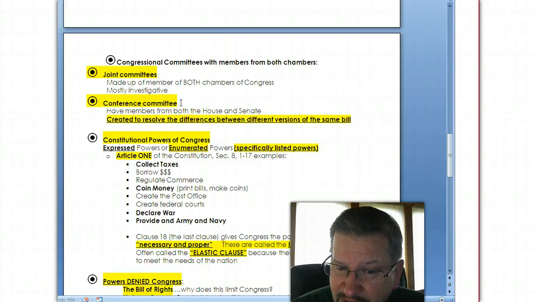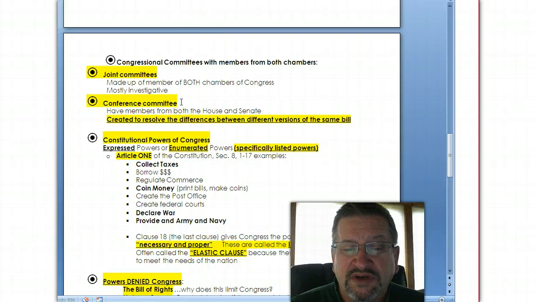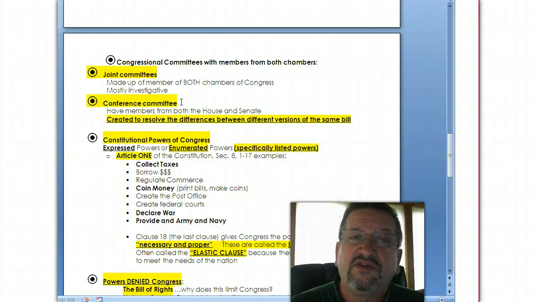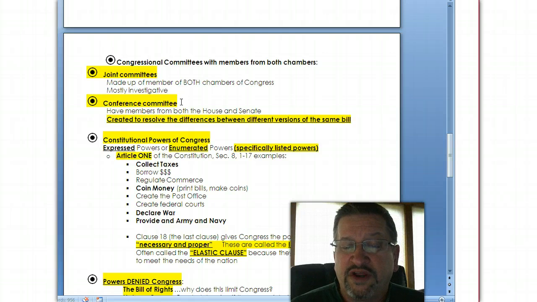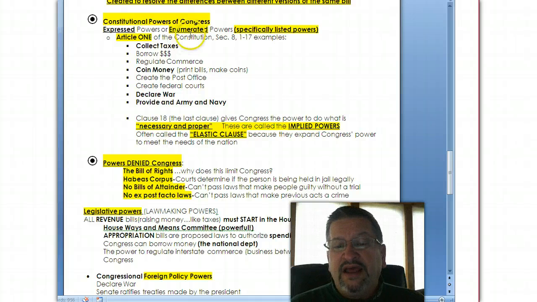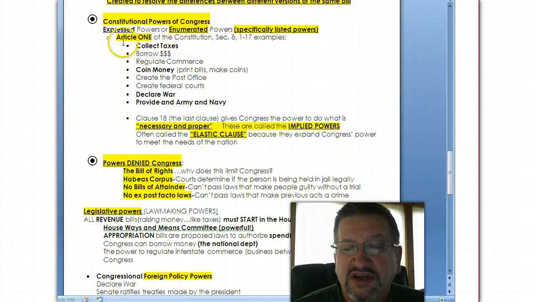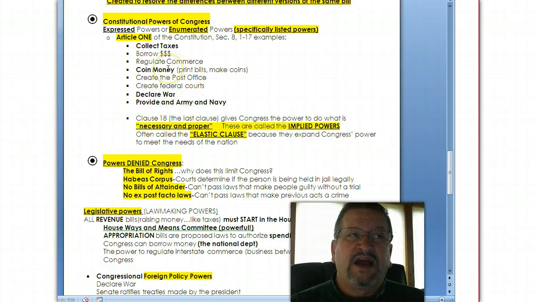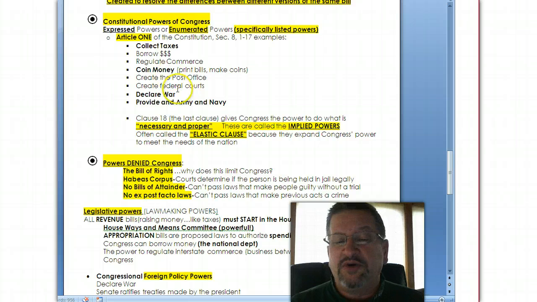Now, a conference committee is very important because that conference committee resolves differences between different versions of similar bills so that the bill can be moved forward to the president, because it has to be the same version or the same wording. Now, we talked about the constitutional powers of Congress, like the enumerated powers, and those are the specifically listed powers. There's 17 of them, and there's just a few of them here that you're familiar with, like collecting taxes, coining money, declaring war, making an army and navy. Those are the ones that are identified and specifically listed, the enumerated powers.